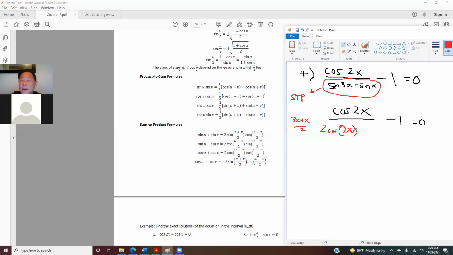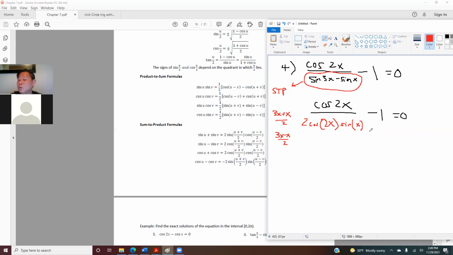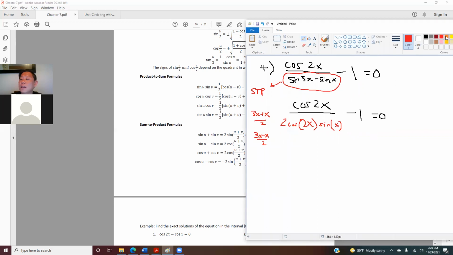And then sine of u minus v over 2. So now I subtract. It's 3x minus x over 2. So 3x minus x is 2x, over 2 is x. The reason why I did not use the double angle formula in this case is because the cosine 2x and the cosine 2x will cancel.